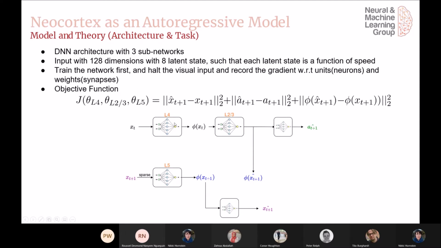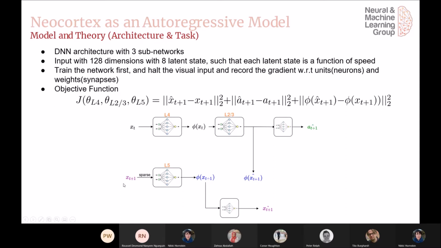So you have a neural network that receives input at time step t and encodes it, we call the encoding phi xt, and then this phi xt goes through layer 2-3. Layer 2-3 tries to predict what is going to be the embedding of the input in the next time step, xt plus 1. At the same time, layer 5 receives a sparse input.